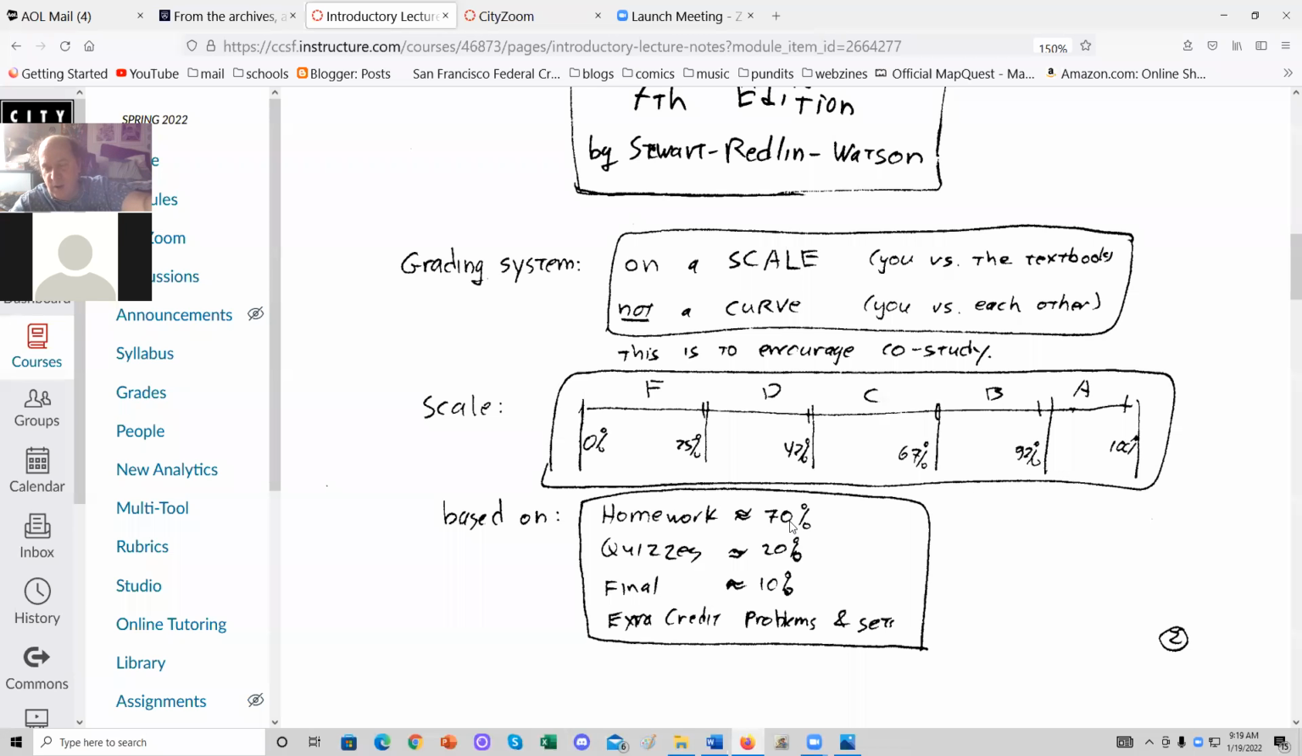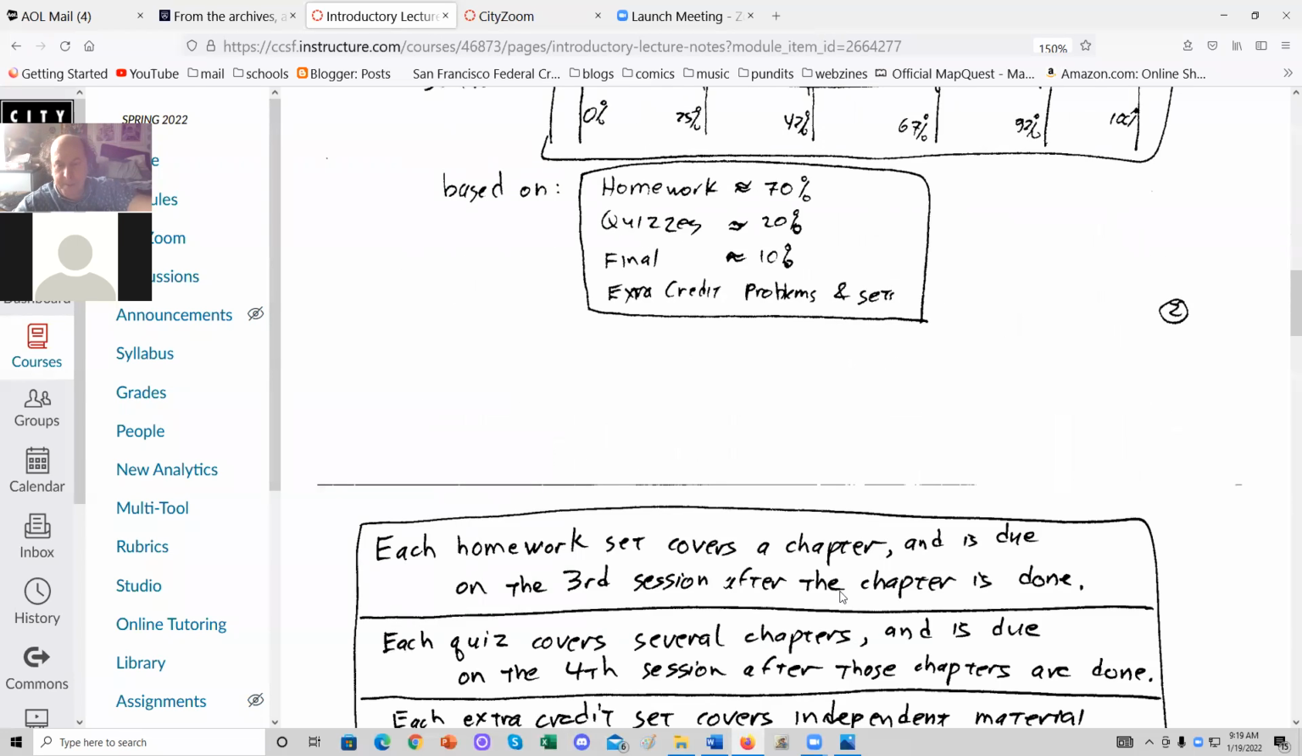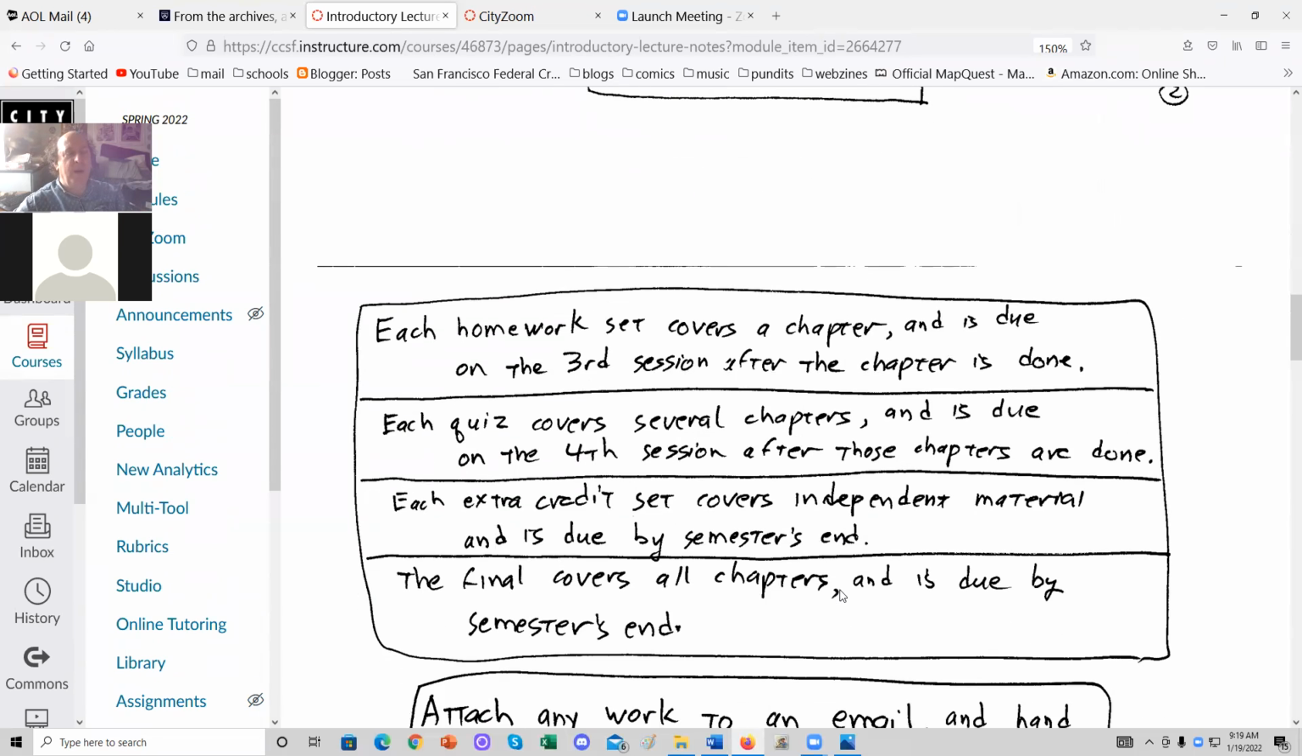So based mostly on homework, partly on quizzes, a little bit on the final. Generally enough to move you from one grade to a next, and also extra credit problem sets in the homework and independently assigned. Each homework set covers a chapter and is due on the third session after we finish the chapter.